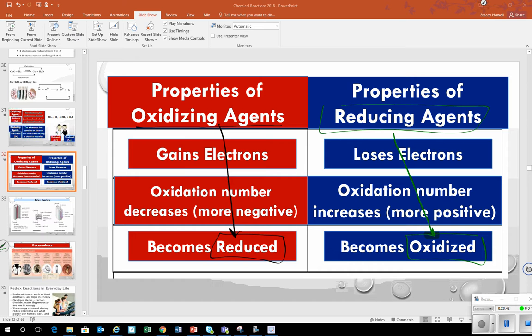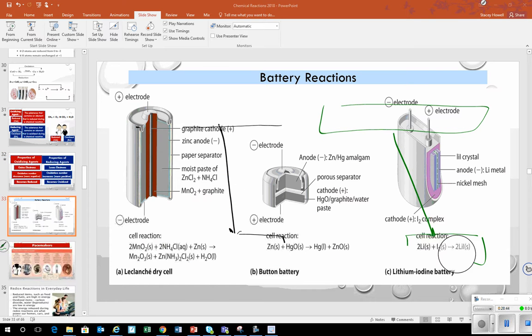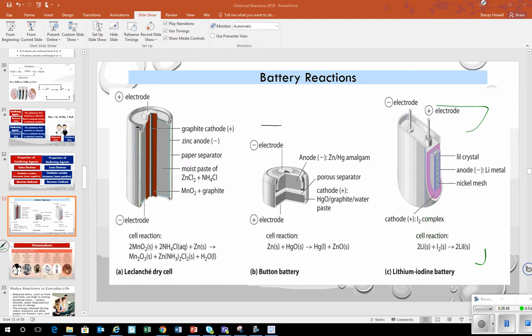Okay, so the next thing we're going to talk about are batteries. Batteries are redox reactions. If you look at the battery on the left, that is a cheap battery that you can get from the dollar stores. Down the center is a carbon electrode. Around the outside is zinc. It's just like a zinc foil. So if you've ever cut one of these open, it's like a zinc foil.